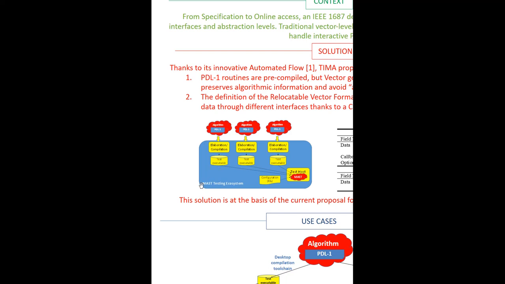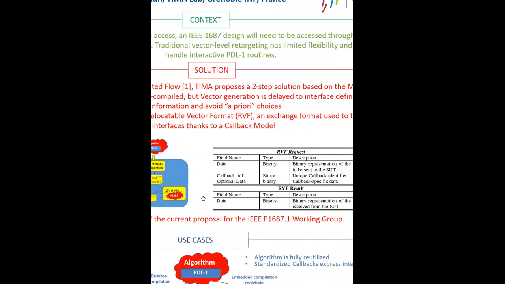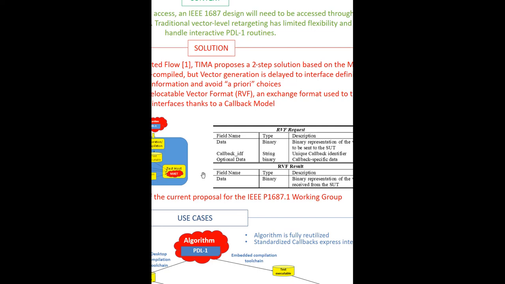This means the vector generation is delayed until the last moment to avoid useless operations. Then we defined an abstraction of the actual interface thanks to a specific relocatable vector format, which allows us to adapt the vector generation to the actual interface. This is a solution that is the current proposal for the IEEE P1687.1 working group.